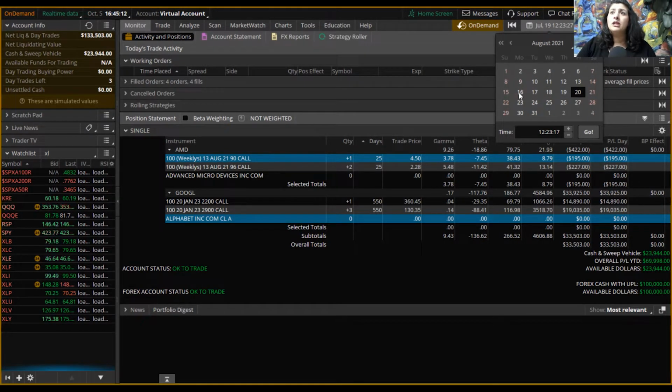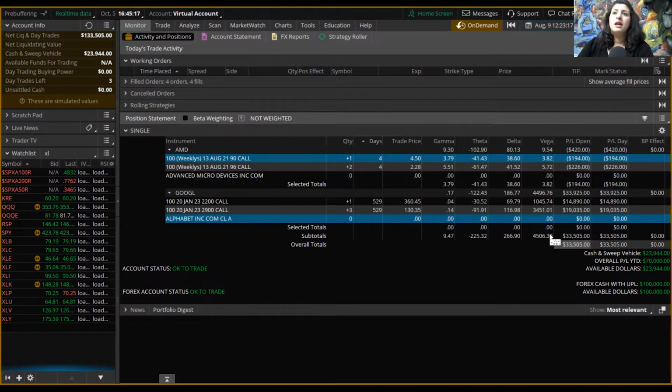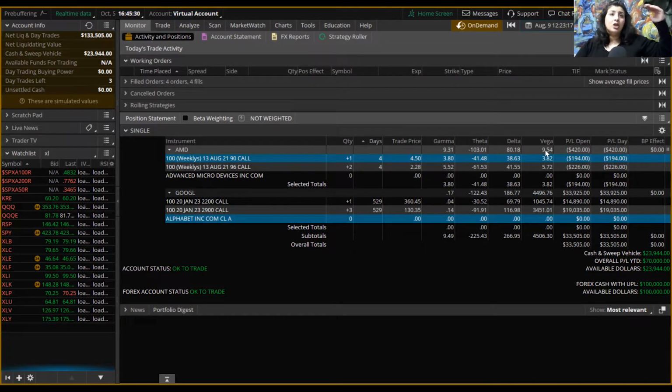But now let's go closer to our expiration date. That is the 13th of August, so we'll go to the 9th. Now you see that Vega is 9 and theta is -103. We actually had a 24 value Vega. So we paid for that 24, and now Vega is 9. So we've lost that piece of the value in our contract.